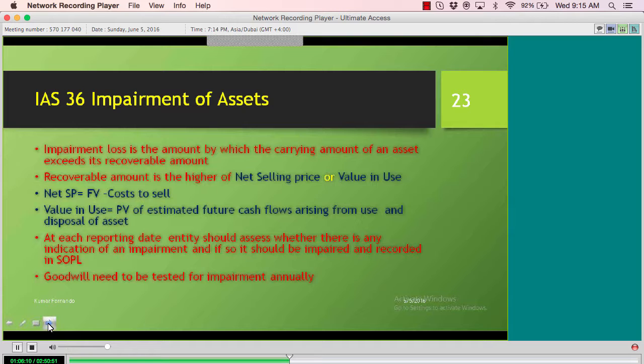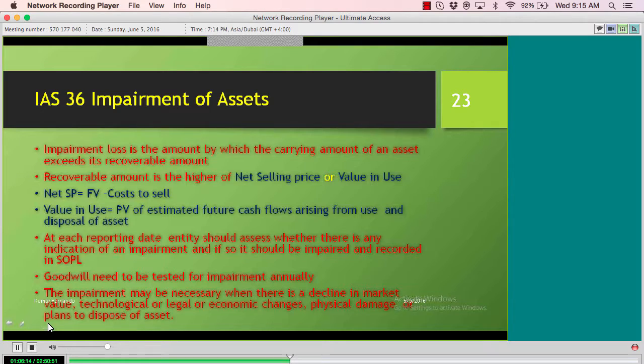Goodwill, every year you need to test it for impairment annually. Impairment can happen because a technologically better thing is coming up, the market values have dropped, maybe because of some legal impediment, some economic changes, or maybe some physical damage. There can be impairment of intangibles.